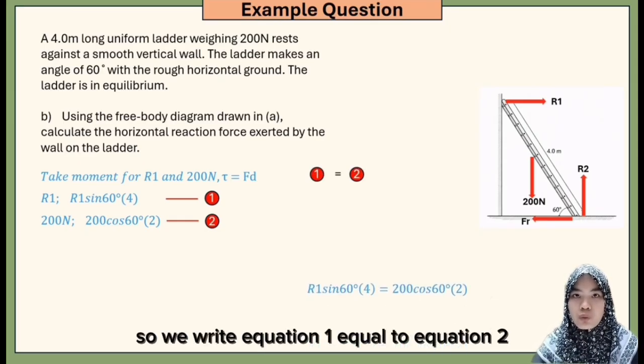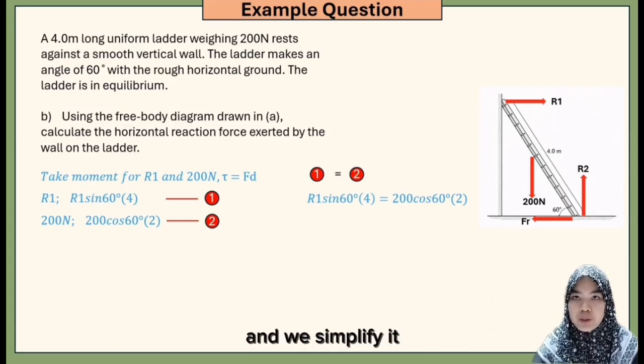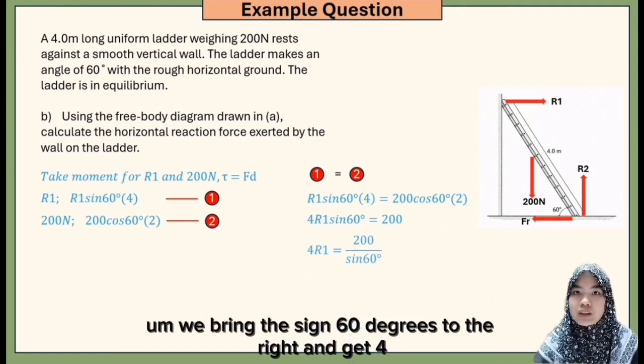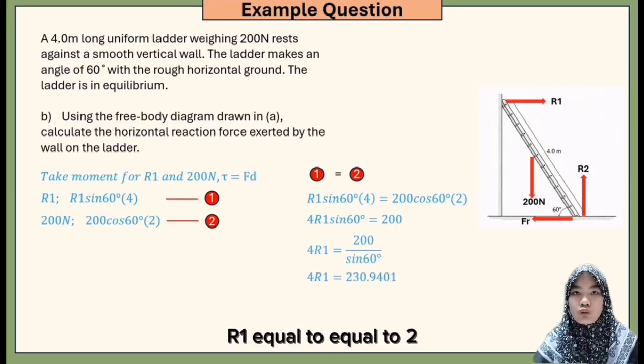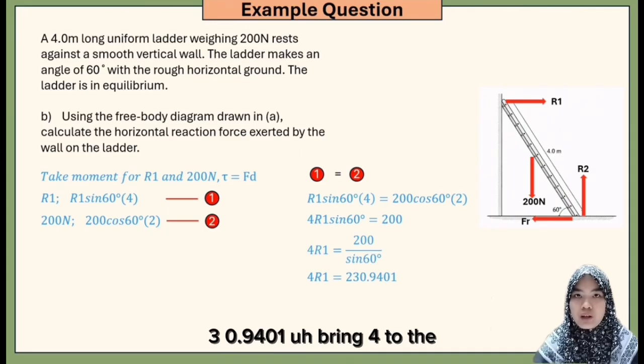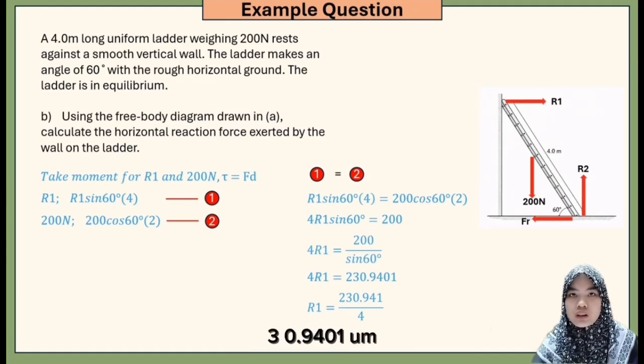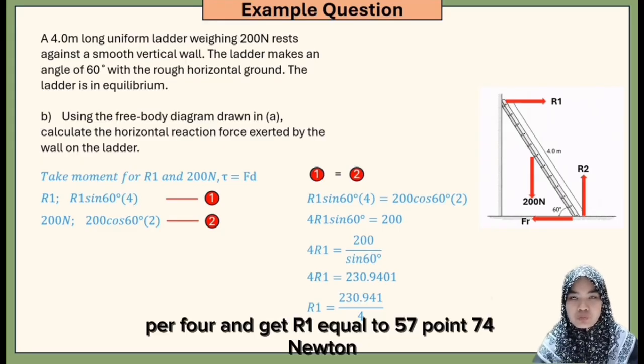So we write equation 1 equal to equation 2, and we simplify it and get 4R1 times sin 60 degrees equal to 200. We bring the sin 60 degrees to the right and get 4R1 equal to 230.9401. Bring 4 to the right, we get R1 equal to 230.9401 per 4, and get R1 equal to 57.74 Newton.